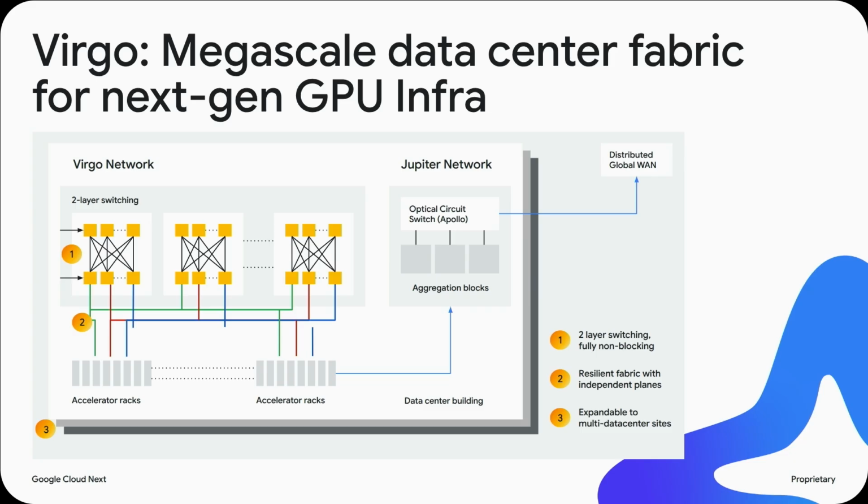The other aspect of Virgo is that we're making sure that the data that feeds into these clusters is not a bottleneck. So the Virgo network coexists with Jupiter, which is the state of the art of Google's front-end network, that allows us to make sure that the GPUs have access to the storage as well as the global WAN that is as fast and reliable as the Virgo network itself.